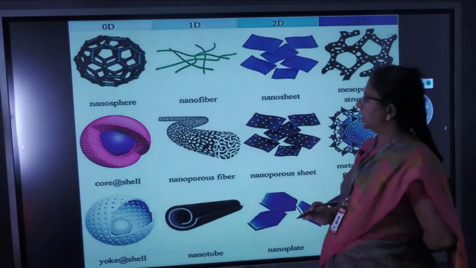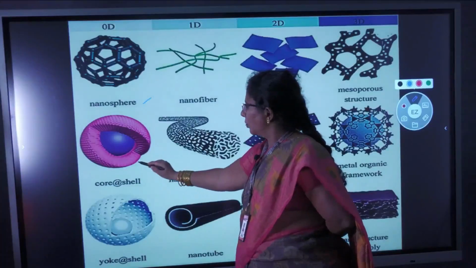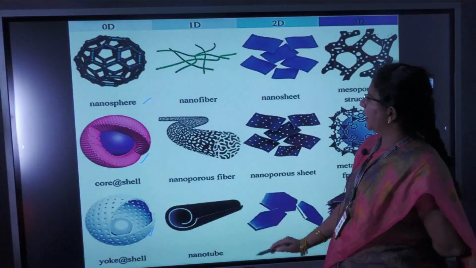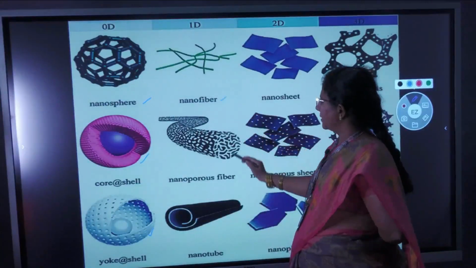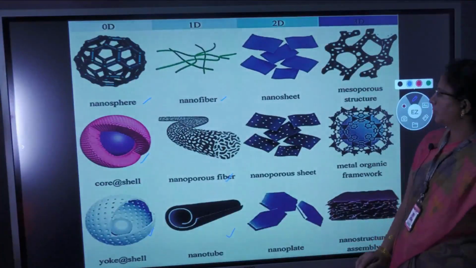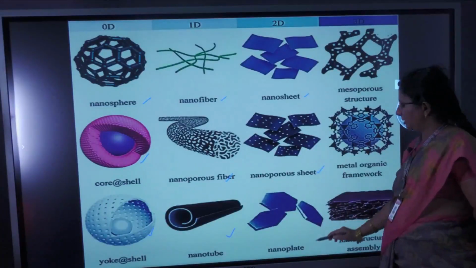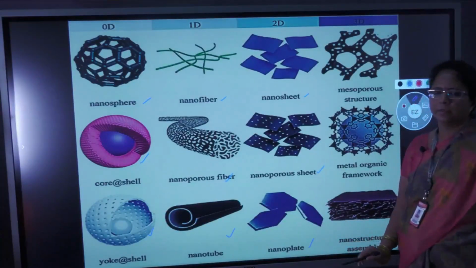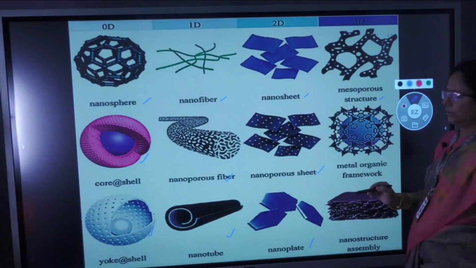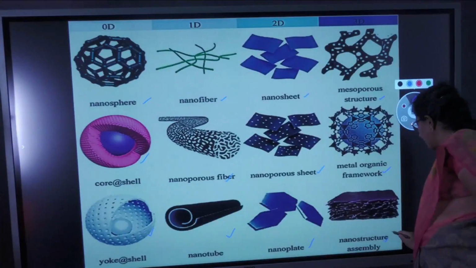For zero-dimensional nanoparticles, examples are nanosphere, core shell, yolk shell. And for one-dimensional, nanofibers, nanoporous fiber, nanotube. For two-dimensional, nanosheet, nanoporous sheet, nanoplate. For three-dimensional, mesoporous structure, metal organic framework, nanostructure assembly.